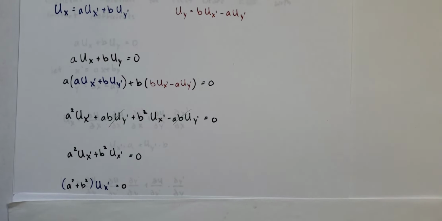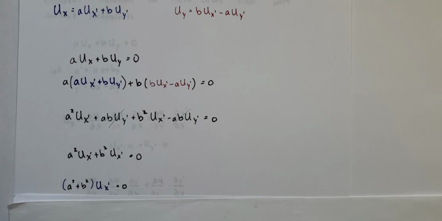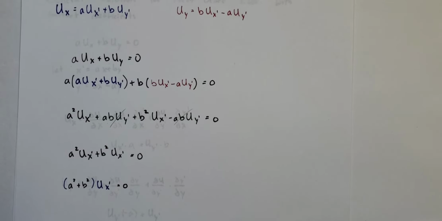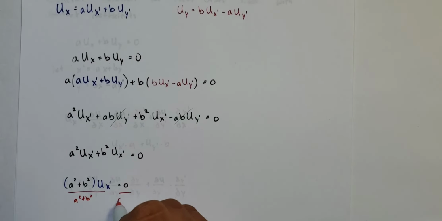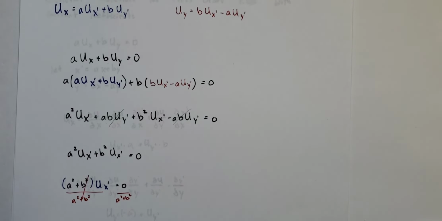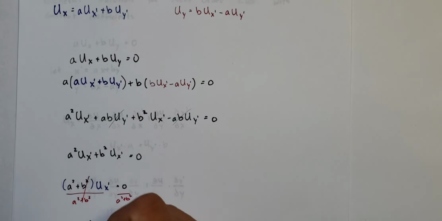So you can divide both sides by a squared plus b squared. So let's take care of that at this moment. Right, so we can divide both sides by a squared plus b squared. That goes away. And now we're just left with u_x' is equal to 0. So u of x prime is equal to 0.